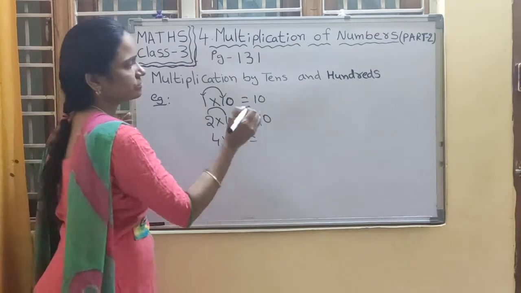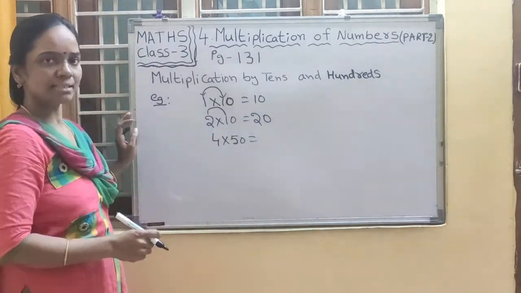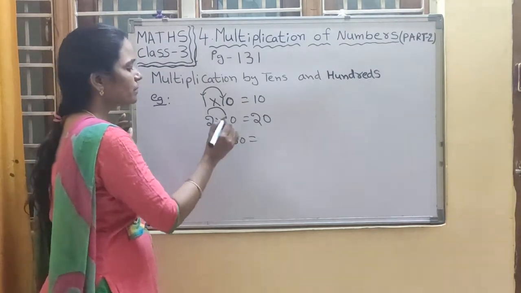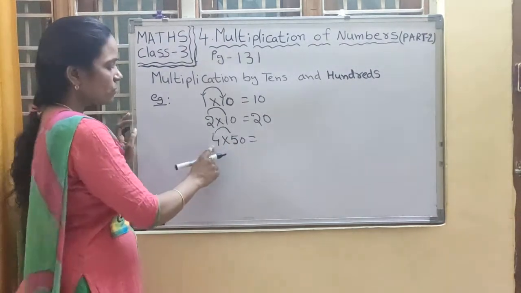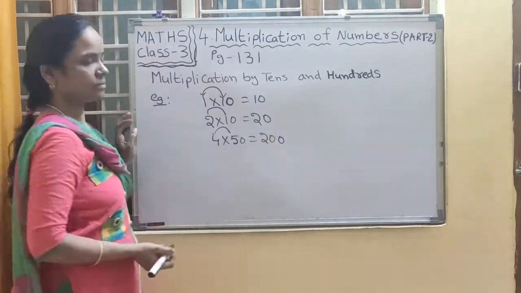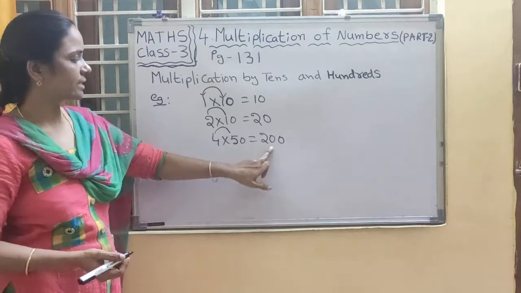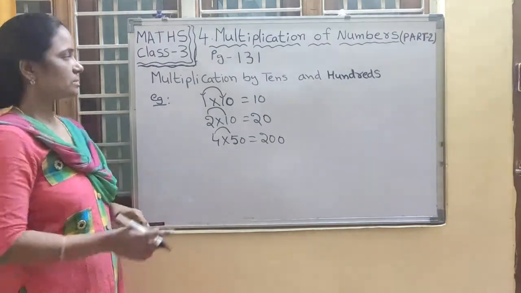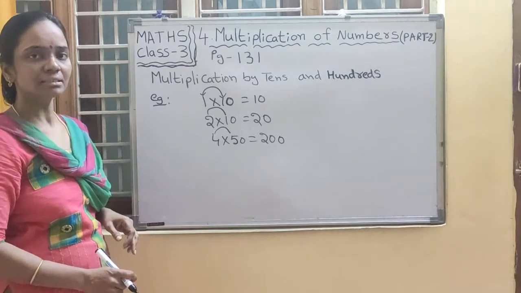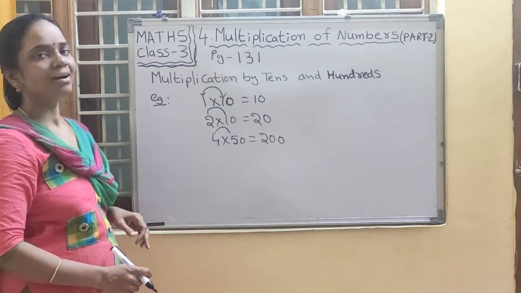Next, 4 into 50. For example, all these are tens only, right? Yes, 4 into 50. What is the answer? First these two should be multiplied. 4 5s are how much? 20. How many zeros do we have to write? 1. 4 5s are 20 and write down the 0. So this is multiplication by tens. Have you understood, children? Yes or no?